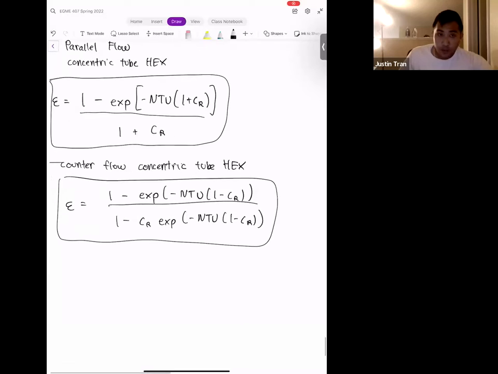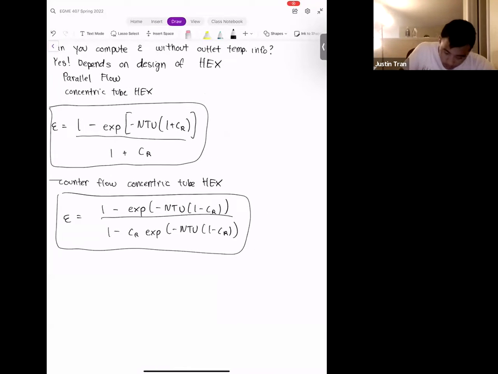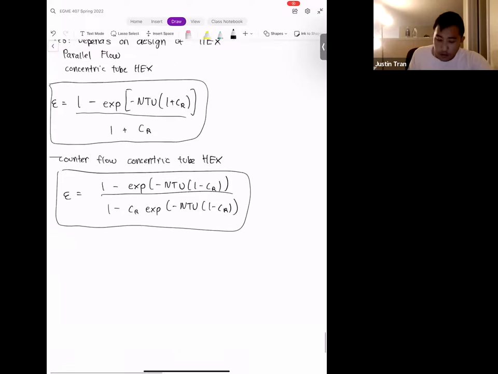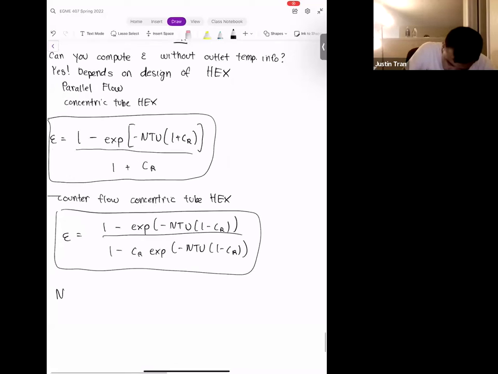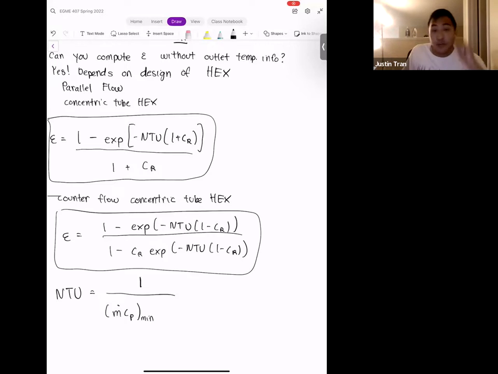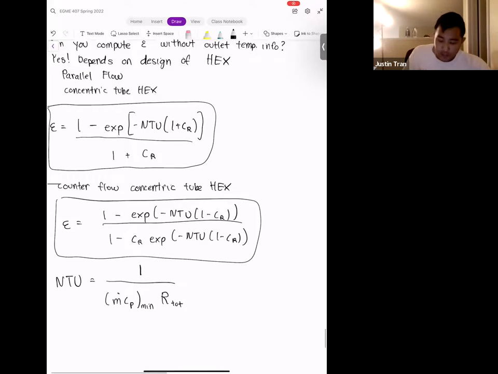And NTU is defined as the following. NTU stands for number of transfer units, and it's a way to express the amount of heat or energy that gets transferred. NTU is defined as 1 divided by m dot Cp min. Again, we see the minimum m dot Cp, and we multiply that by the total thermal resistance.